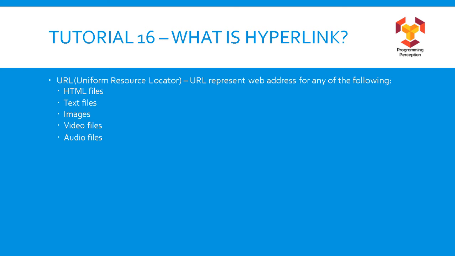URL means Uniform Resource Locator, and a URL represents a web address for any of the following. It can represent an address for an HTML page, for a text file, for an image, for a video file or for an audio file. Users make requests to these URLs to access these resources.